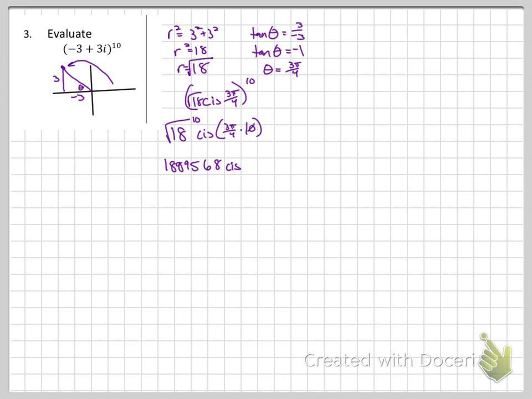CIS, and then times 10, divide by 2, 15 pi over 2. And one nice step.